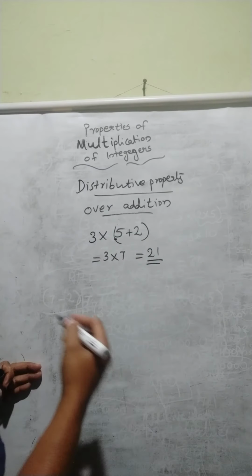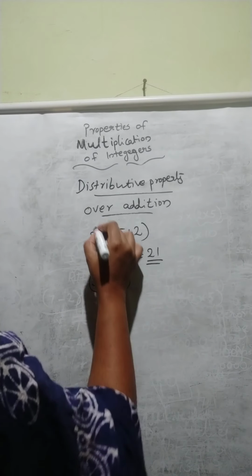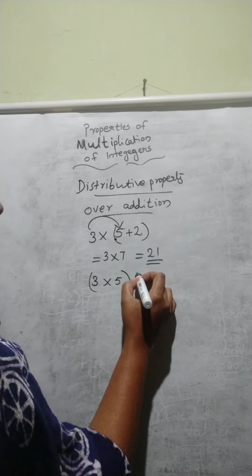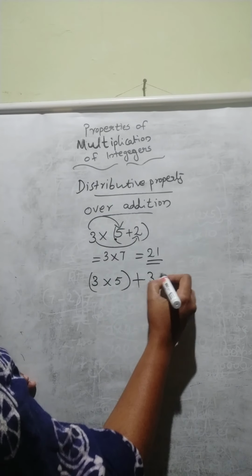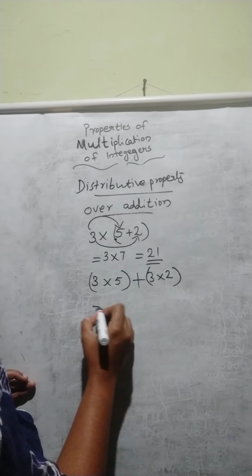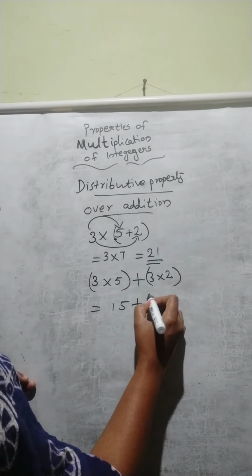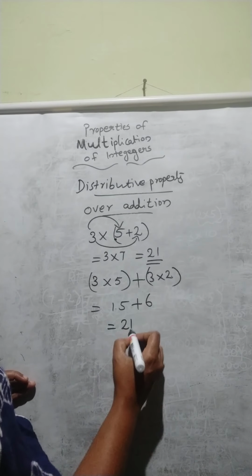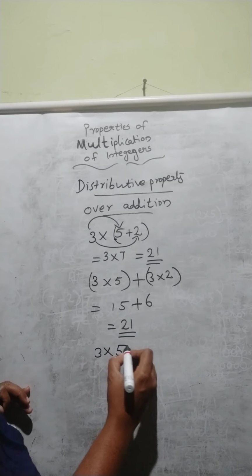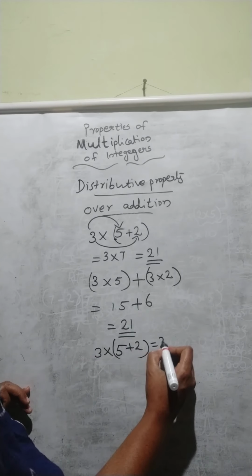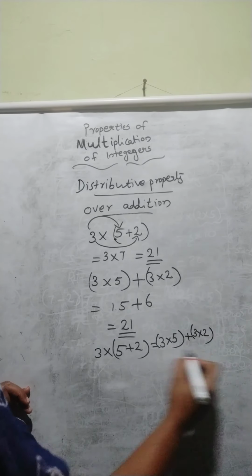This we can do in another way. That is 3 multiplied by 5. First we can multiply 3 by 5, plus 3 times 2. Then we can add these answers. 3 5s are 15. Then 3 2s are 6. 15 plus 6, 21. So we can say that 3 times 5 plus 2 is equal to 3 times 5 plus 3 times 2. This is distributive property.